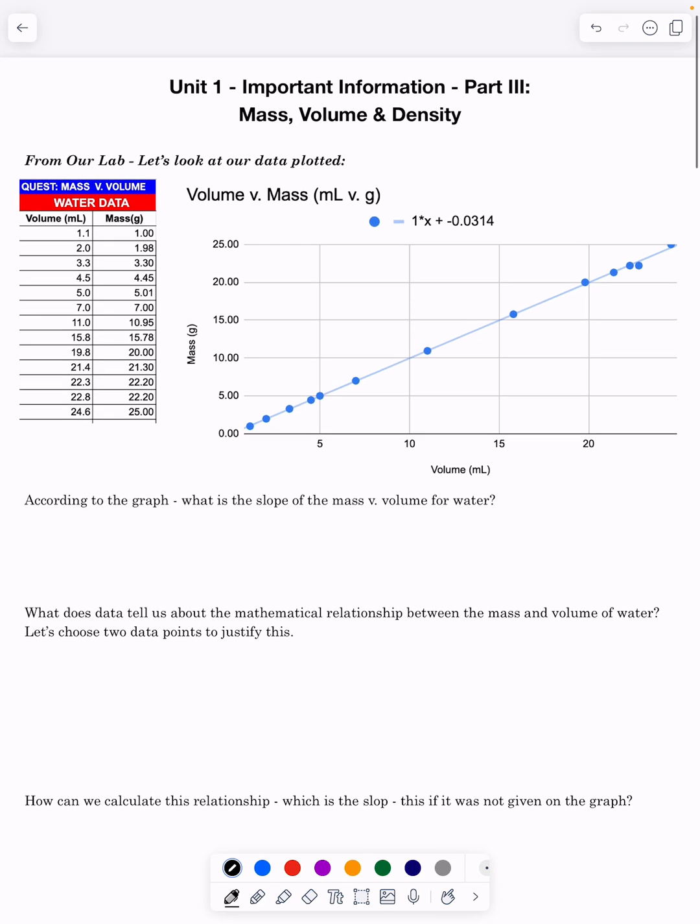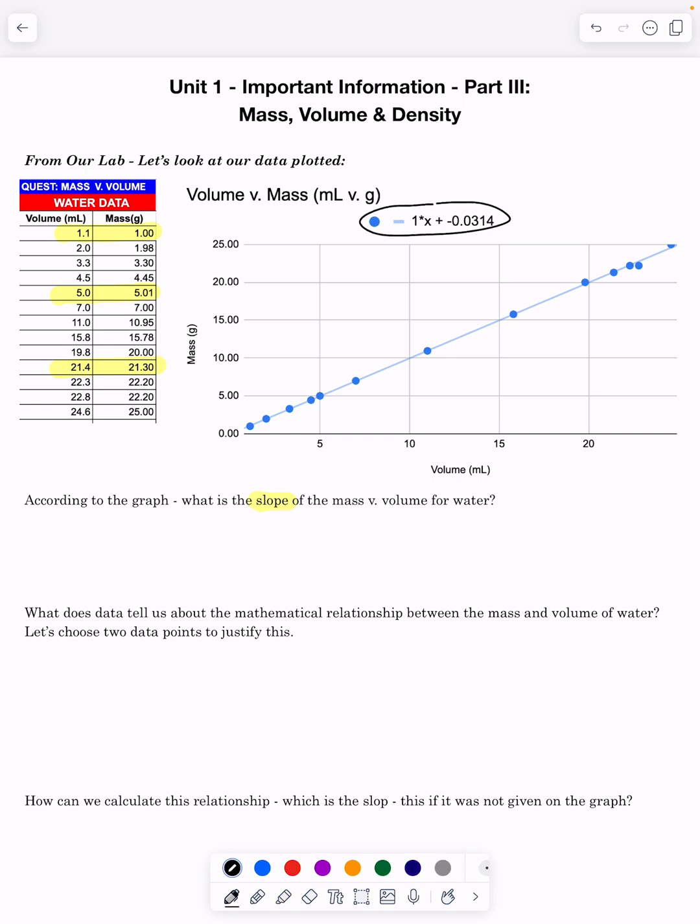So let's look at this graph again. We've seen this so many times. From our lab, let's look at the data that we plotted for water. We have some data here, like volume is 1.1, mass is like 1, volume is like 5, mass is 5. Volume is like 21.4 and mass is like 21.3 grams. And so here is our graph. According to the graph, what is the slope of the mass versus volume for water?